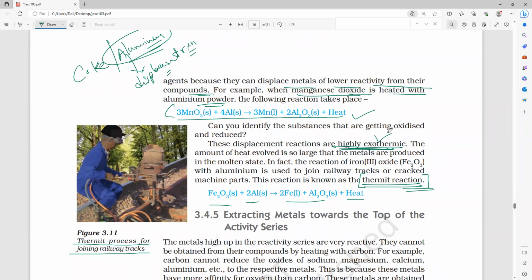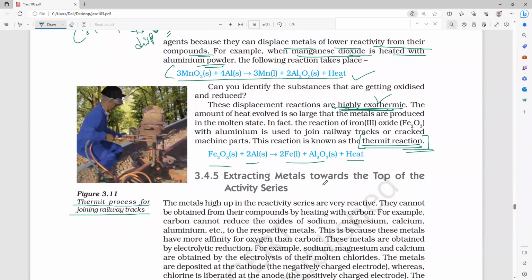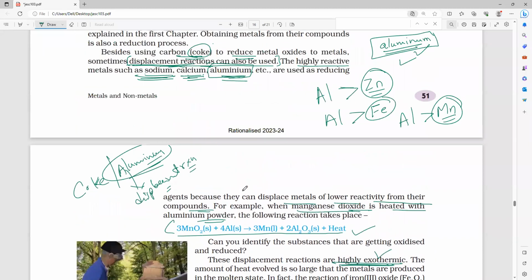From here, we'll continue in the next class. Then we are going to study extraction of metals towards the top of the reactivity series. Top means a simple process. What is the simple process? We get pure metals directly by what process? I already told you, by the electrolytic process. Top metals means, what are the examples? Sodium, potassium, calcium, magnesium, aluminium. These all are obtained as pure metals simply by the electrolytic process.